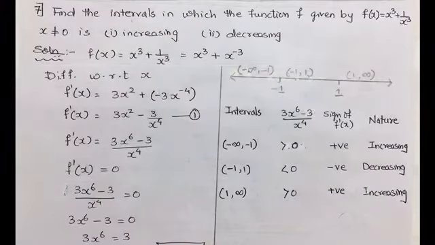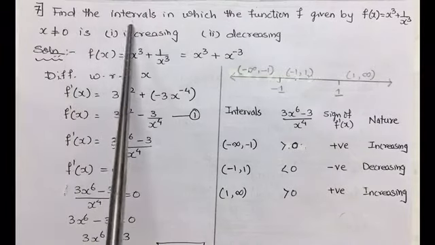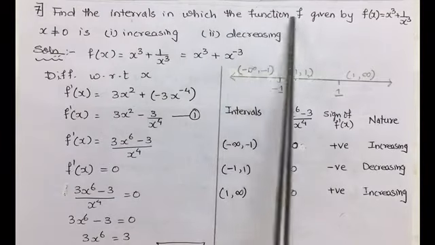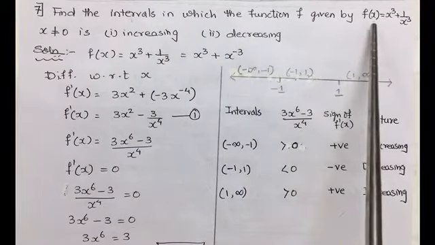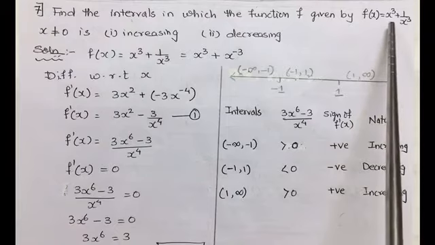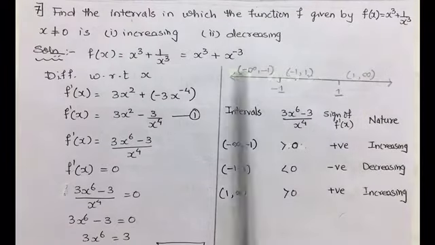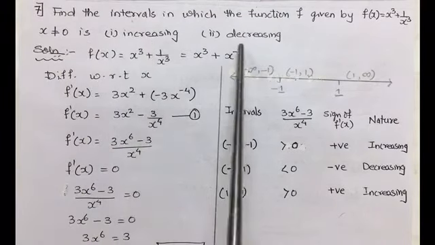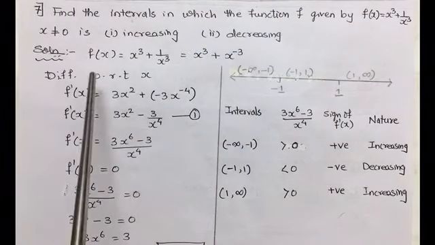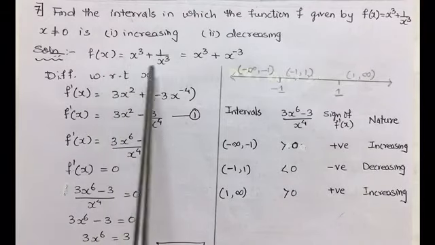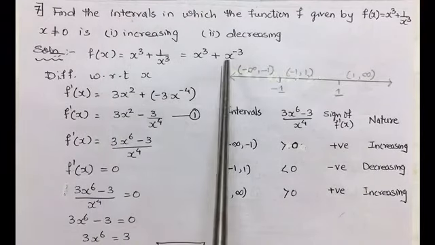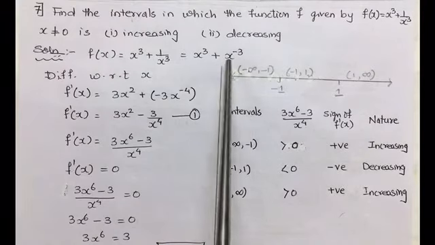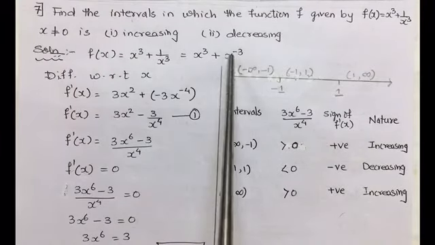Seventh one, the question is: find the intervals in which the function f given by f(x) is equal to x cube plus 1 upon x cube, x not equal to 0, is increasing or decreasing. So taking up f(x), expressing 1 upon x cube as x raised to minus 3, and this is being done so that the derivative becomes easy for us.